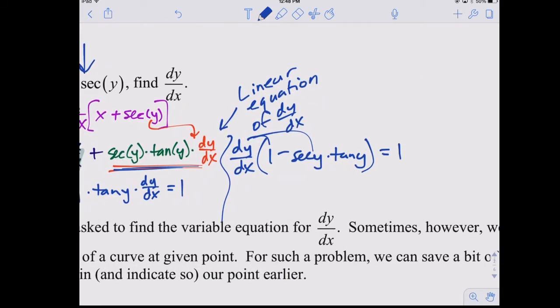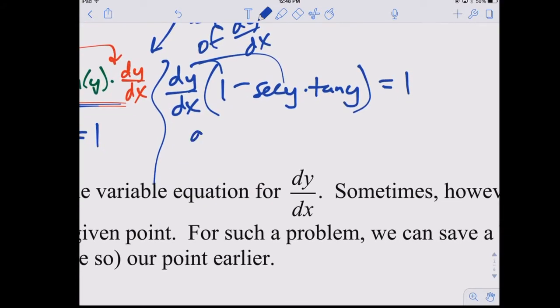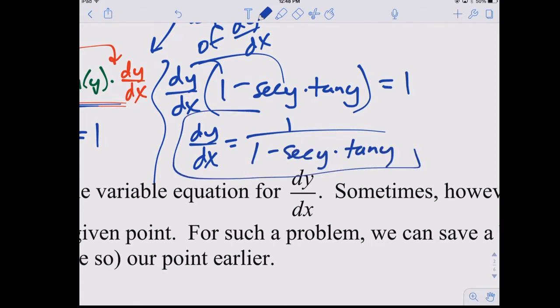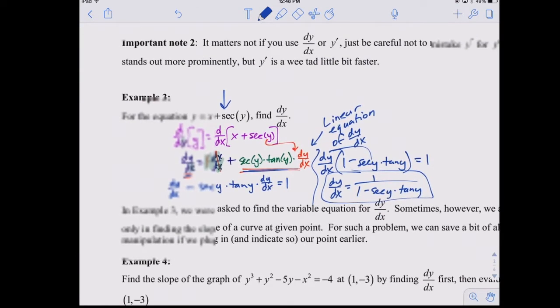Now, we're almost there. We have dy/dx times something. All you have to do to solve for dy/dx is undo the multiplication by dividing both sides by that big blob. So you get 1 over 1 minus secant y times tangent of y. And that is the derivative equation for the original equation.